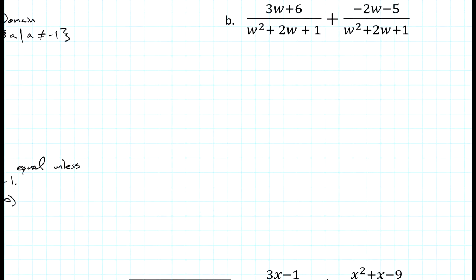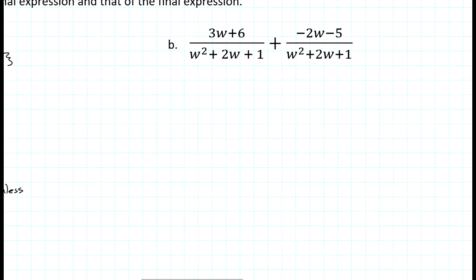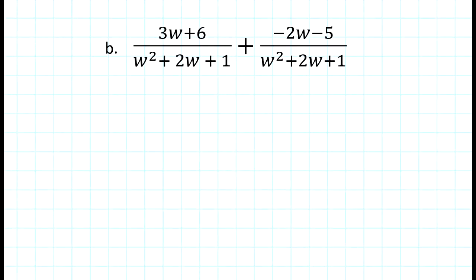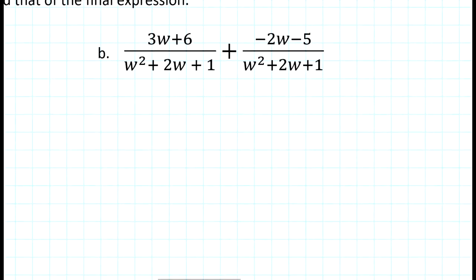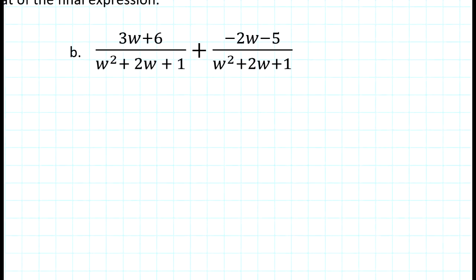Let's go ahead and move on to part B, where once again we are given something that already has a common denominator. So we don't have to worry about that. We've got 3w plus 6 over w squared plus 2w plus 1 plus, second fraction, negative 2w minus 5 on top over w squared plus 2w plus 1 on the denominator. We can bring these together as a single fraction, w squared plus 2w plus 1 in the bottom. On top, we'll combine the 3w and then plus negative 2w gives us just a w. And we have a 6 plus negative 5 will be a positive 1 on top there as well.